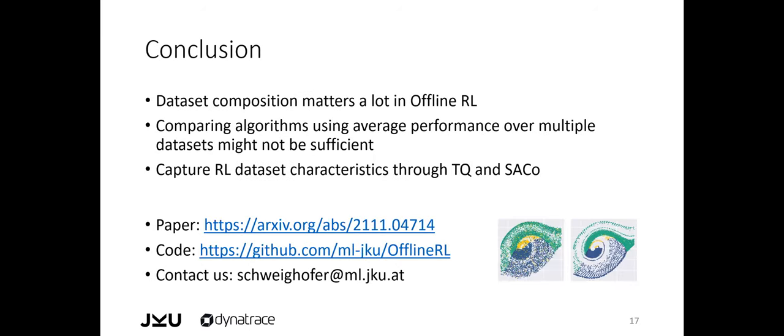Okay, in the end, one thing that's very obvious but easily forgotten is that data set composition matters a lot, even more so in offline reinforcement learning. And if we compare new algorithms, it's maybe not good to use the average performance over multiple data sets, but look into each, because some algorithms could be better on a certain distribution than on others. Finally, we hope the community finds it useful to characterize reinforcement learning data sets using our measures or some variants of them. That's it from my side. I'm looking forward to your questions now.